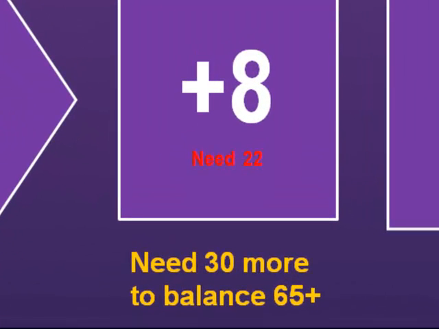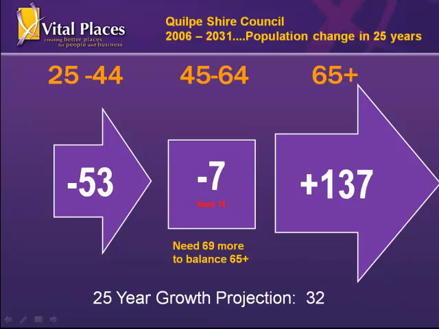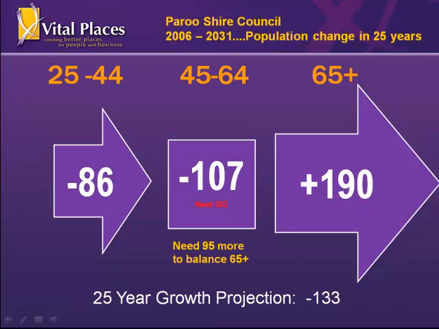Current projections are only 8, with a reduction in the young family formation demographic of 27. When we look at Shire, the over 65 age group requires 69 additional people in the peak spending demographic. Projections are -7, with also a decline in the young family formation demographic. For Paroo Shire, the over 65 age group requires an additional 95 people in a peak spending demographic.